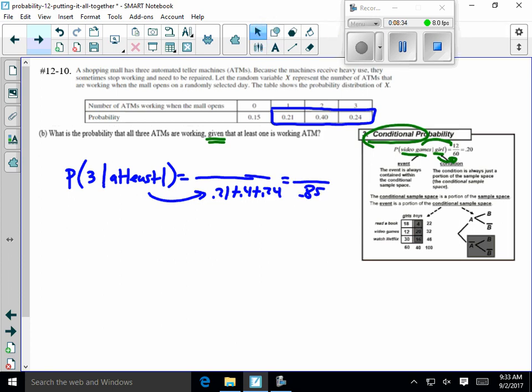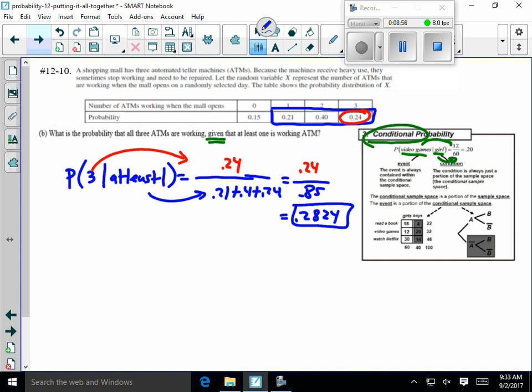And then the numerator is going to be the part that's 3 only. So just the portion that's 3. It's this portion of the conditional sample space, the 0.24. Right, so 0.24. So the correct way to structure this would be 0.24 divided by 0.85. And the answer to that turns out to be 0.2824. So that's the correct answer for this.